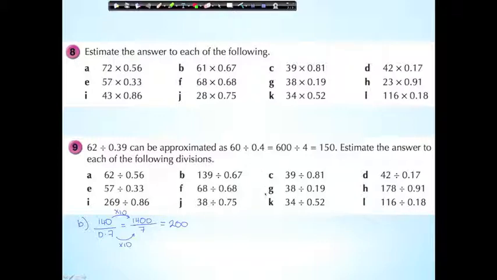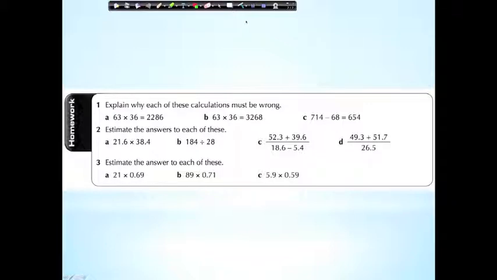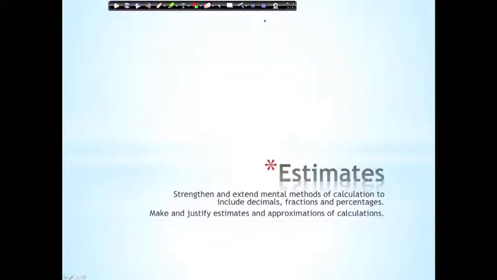Okay, just to finish off, here are some questions for you to try in your own time. So it's just an overview of what we've done already. And just going back to our title page, this lesson should have strengthened and extended our mental methods of calculation to include fractions, decimals and percentages. And also we should now be able to make and justify estimates and approximation of calculations.